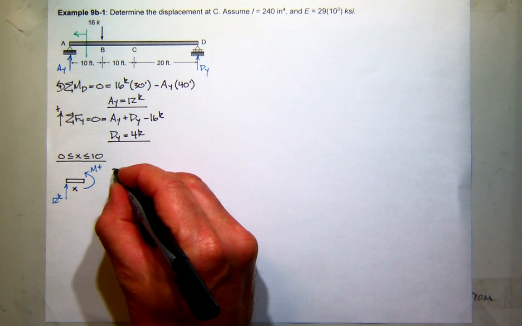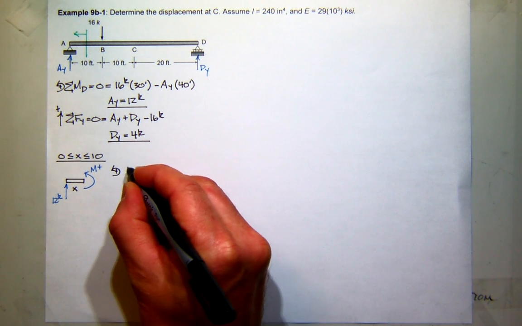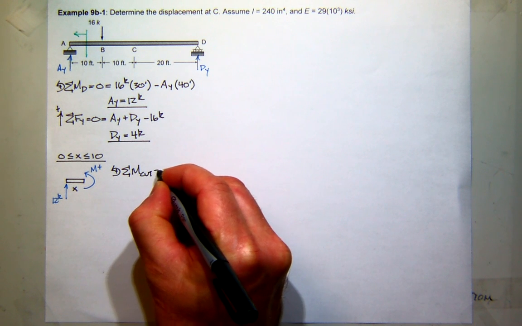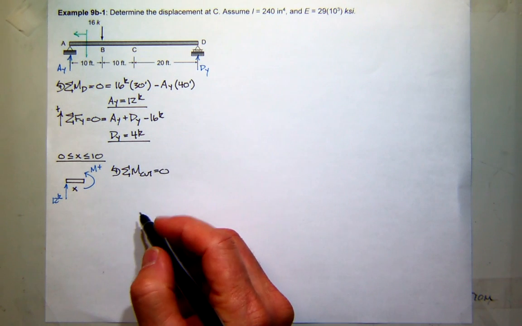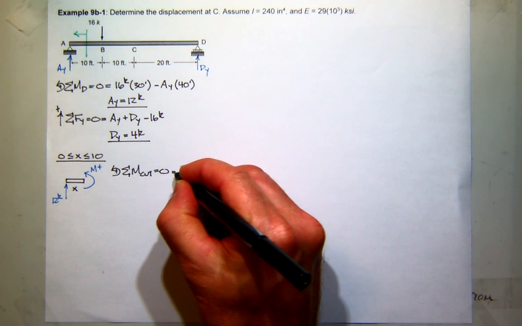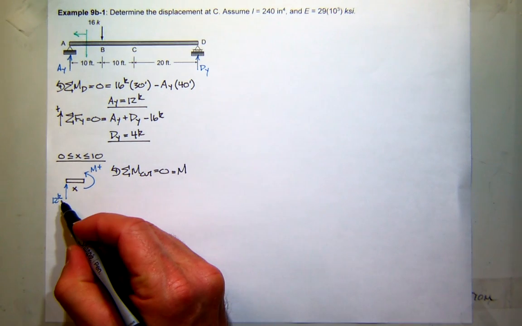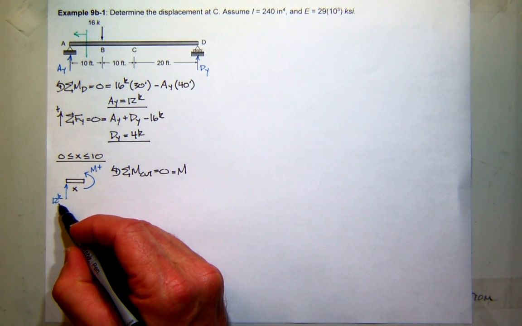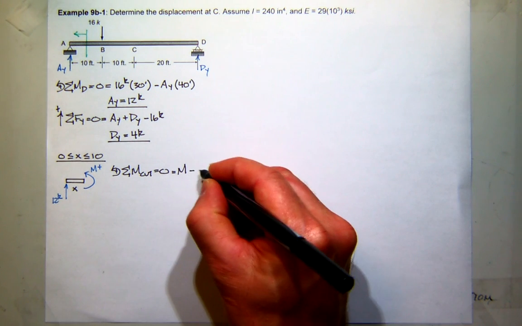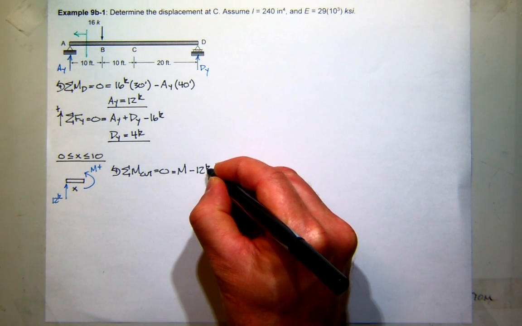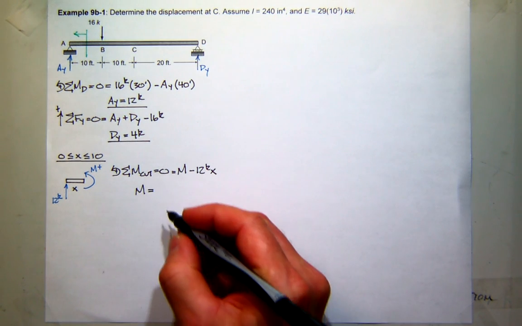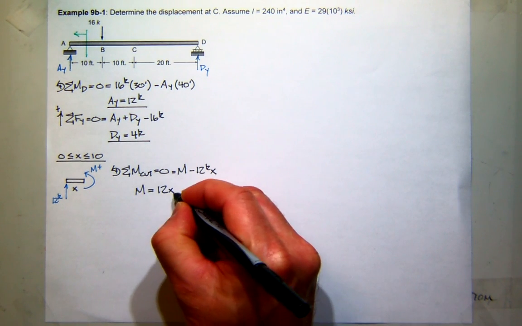So first we'll sum the moments at this cut surface. And what do we get? Well, the real moment is positive with my sign convention. And the moment due to the reaction force, 12 kips, is negative, and it has a distance of x. So it looks like the real moment there is just equal to 12x.